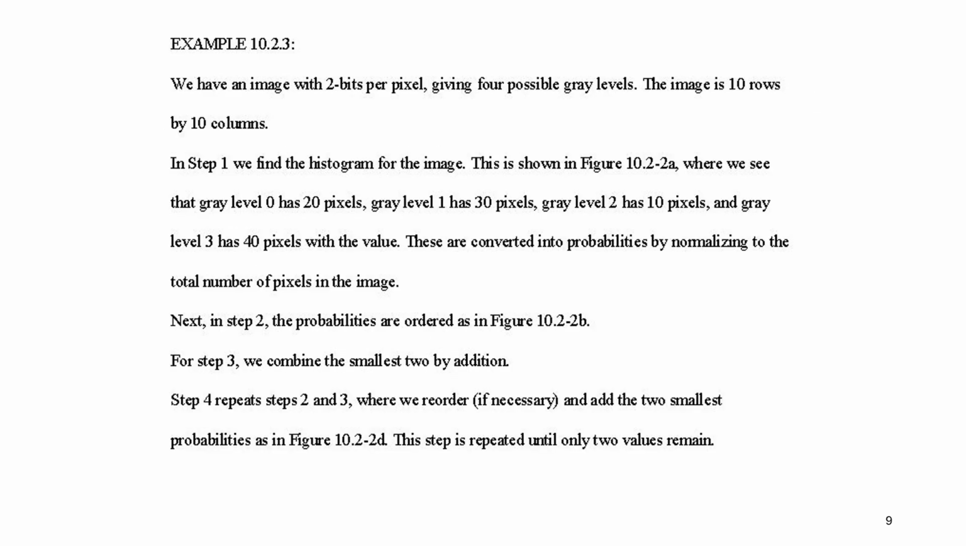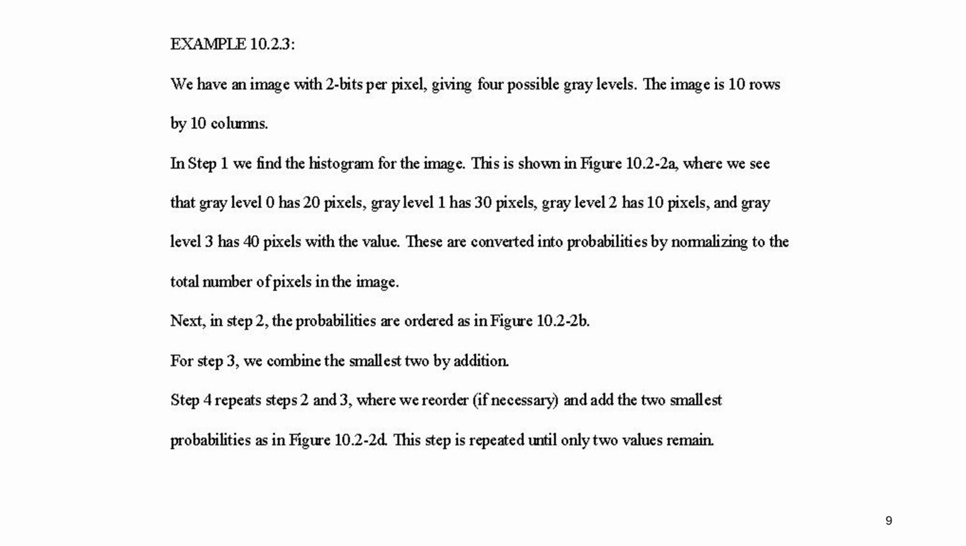We have an image with 2 bits per pixel giving 4 possible gray levels. This image is 10 rows by 10 columns. In step 1, we find the histogram for the image. This is shown in figure 10.2a, where we see the gray level 0 has 20 pixels, gray level 1 has 30 pixels, gray level 2 has 10 pixels, and the gray level 3 has 40 pixels. These are converted into probabilities by normalizing to the total number.